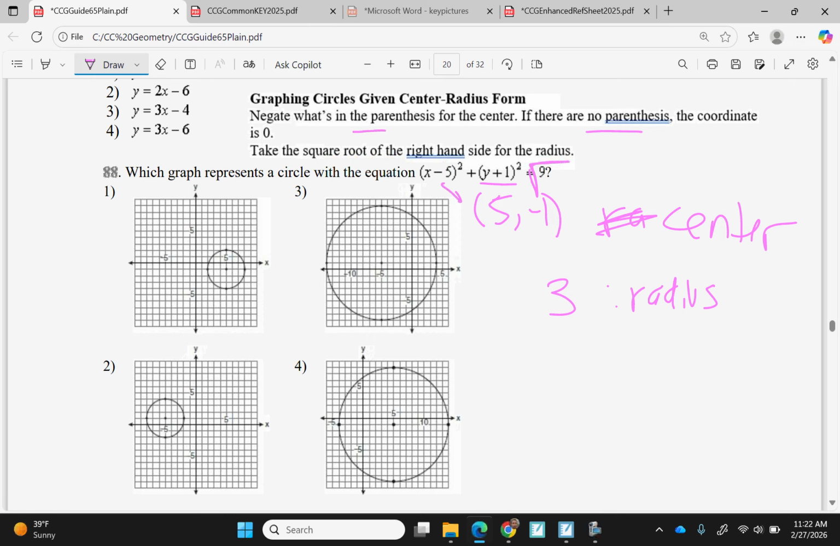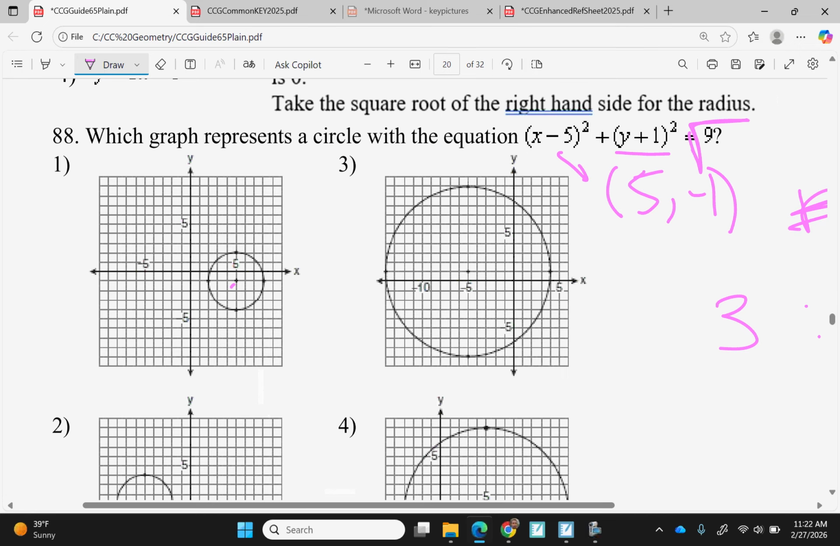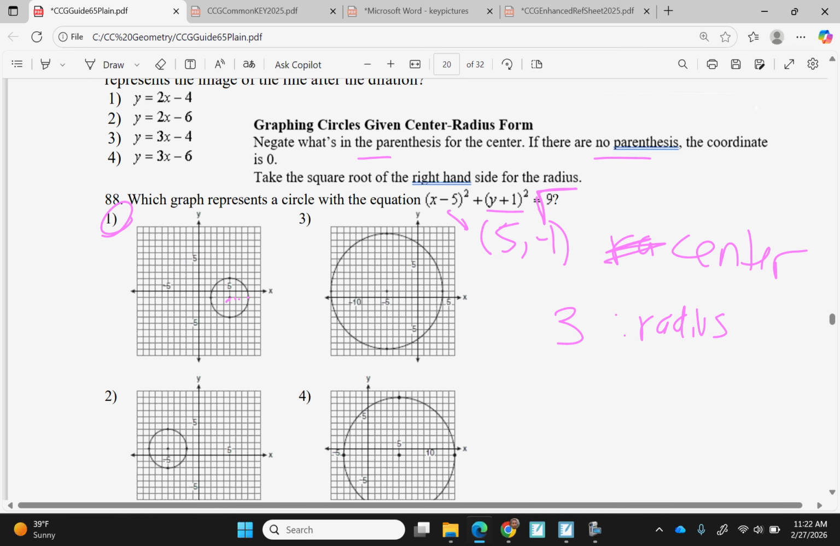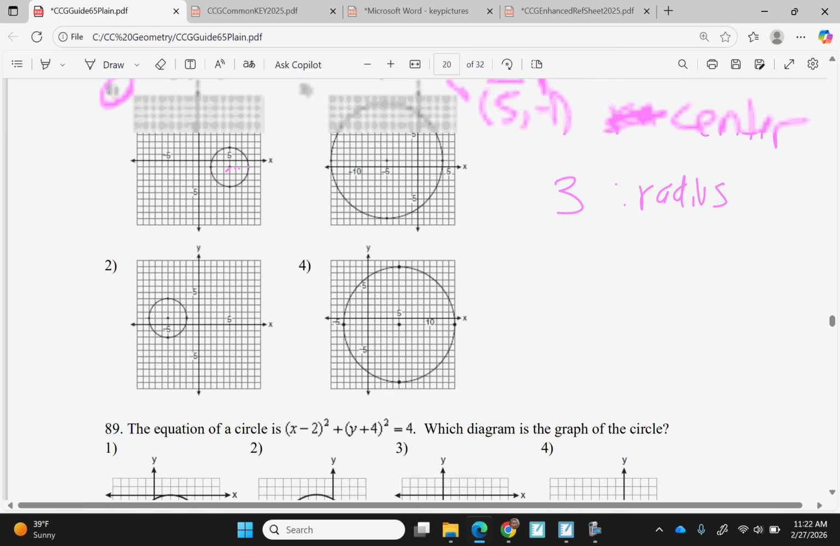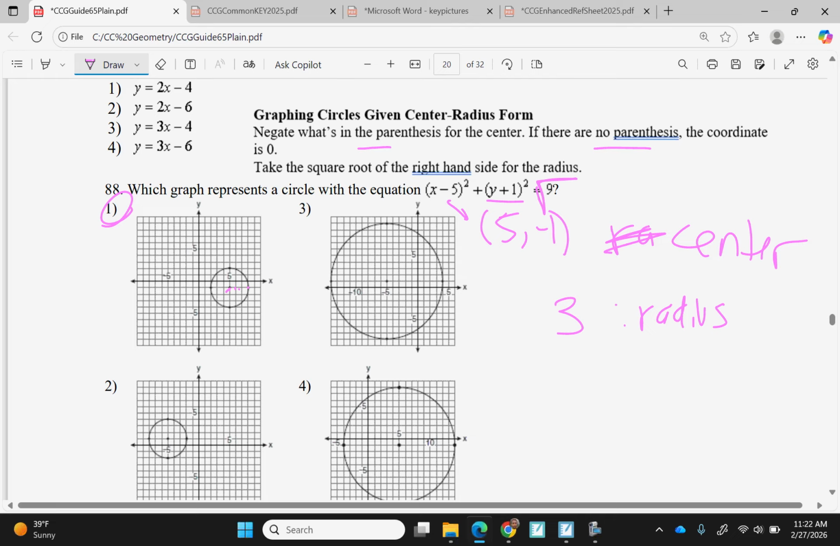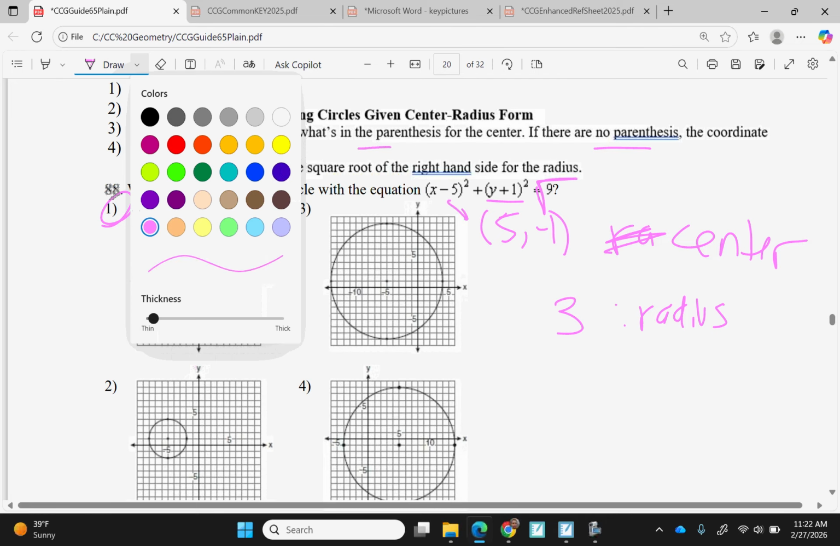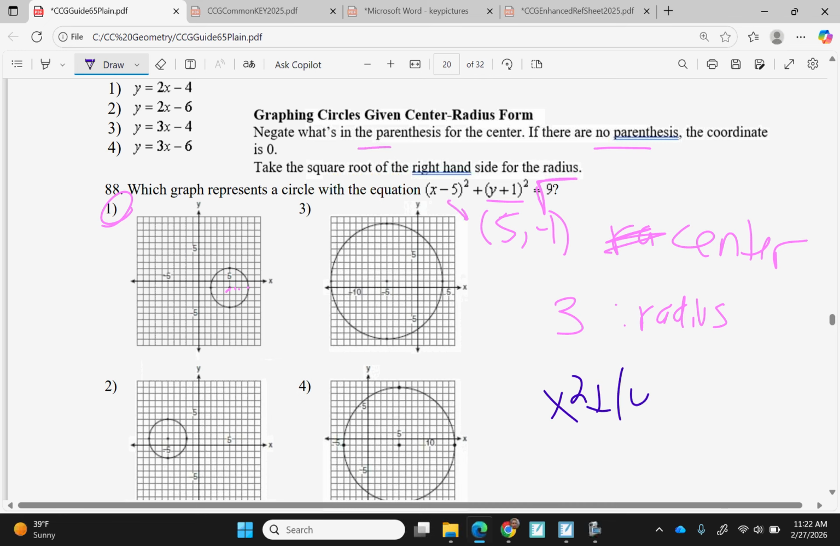So I'm looking for a circle with a center at 5, negative 1, and a radius of 1, 2, 3. Negate what's in the parentheses for the center, square root of the right-hand side for the radius. And if there are no parentheses, then the coordinate is 0. So let's just say that I had an equation that was x squared plus y minus 1 squared equals 4. The x coordinate of the center would be 0. The y coordinate would be 1, and the radius would be 2.